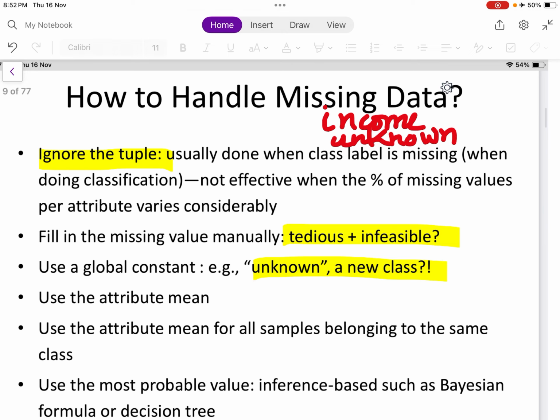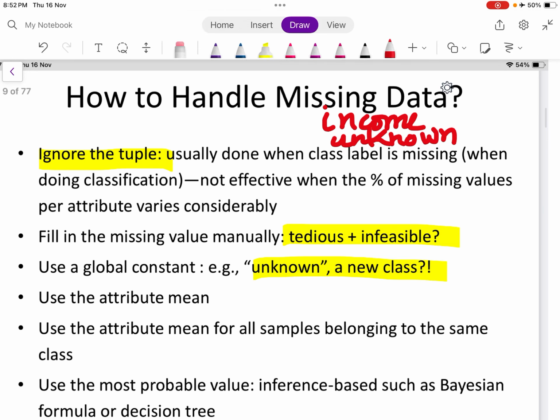Use the attribute mean, that means take the mean of all the incomes of different customers. Take the addition of all the incomes of different customers divided by the number of customers. Whatever mean you get, you write that mean as the income of the customer who has a missing field.